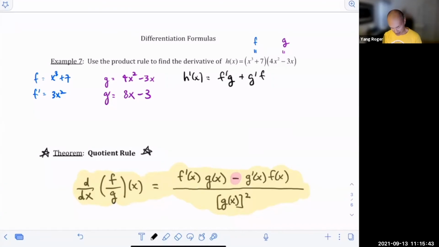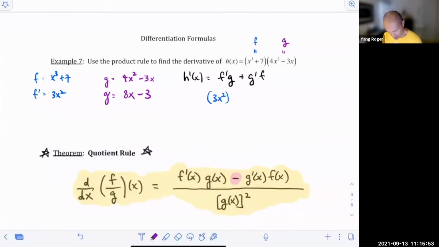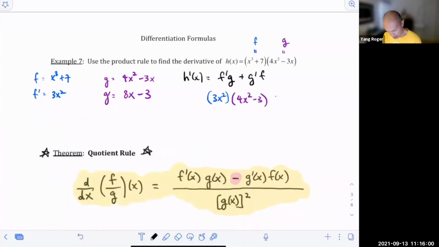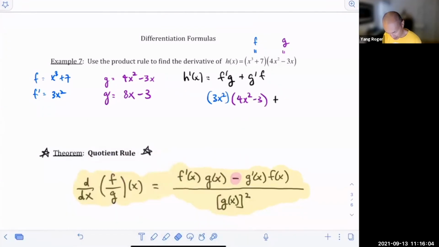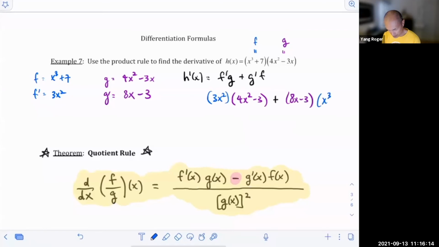So in this case, it's going to be 3x squared times the first function, which is 4x squared minus 3, plus the derivative of the second function, which was 8x minus 3, times the first function, which was x cubed plus 7. Okay.